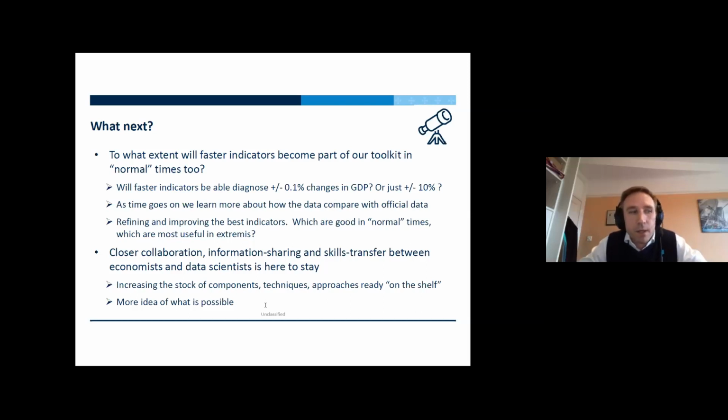As time goes on, obviously, the more faster indicators we have, and the more ONS data we get to calibrate them against, the more we learn. So maybe some of these indicators will be useful for the tails of the distribution, but not necessarily for the central view. But as we've touched on a few times, more collaboration between data scientists and economists does seem here to stay. I'll stop there. This has covered some of the indicators we're looking at. I could go on for a lot longer on other housing market indicators, labour market indicators, price indicators, things like that. But I will stop there and open things up for questions.